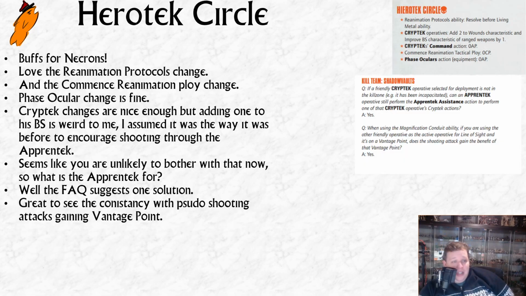Onto the Hierotek Circle. So, buffs. Sorely needed buffs for the Necrons. Reanimation protocols resolved before the living metal ability. Great. Commence Reanimation tactical ploy is now 0 CP. Great. Phase Oculars, which is the equipment that you could buy for the Death Mark, and the action is now 0 CP, 0 AP. Fine, good, yes. Makes the Death Mark a little bit better.